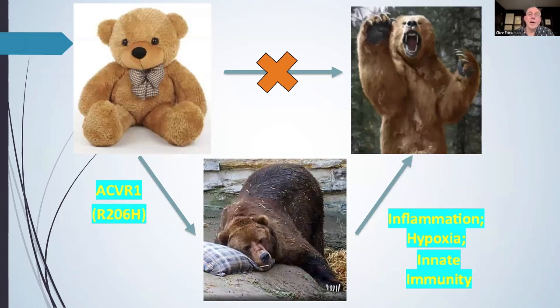So some of the things that have been identified as triggers for the ACVR1 gene are inflammation, hypoxia, possibly just innate immunity. So what this slide is representing essentially is Dr. Kaplan talks about you do not want to wake up the sleeping bear. So if you've got that nice little bear in the upper left-hand corner, you don't want to necessarily activate that ACVR1 gene because then it becomes quite a problem.